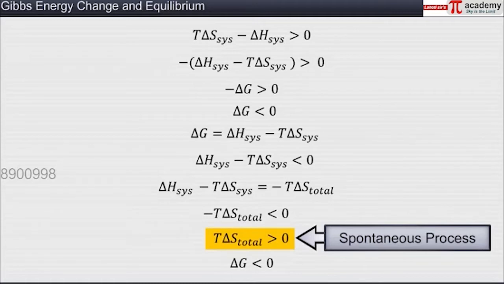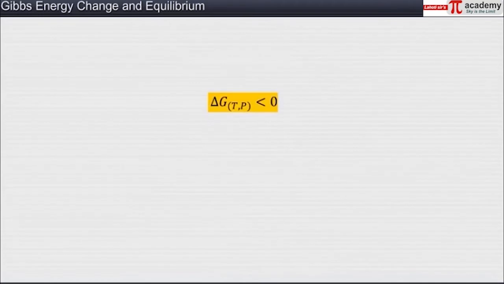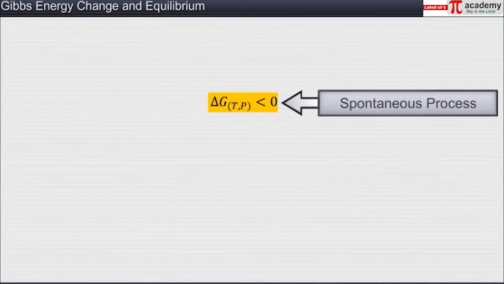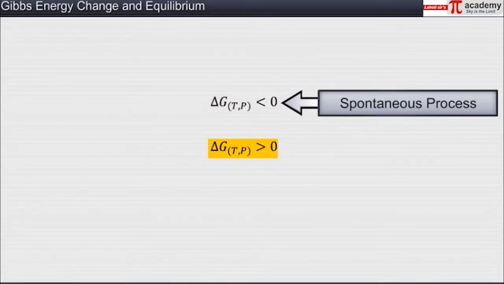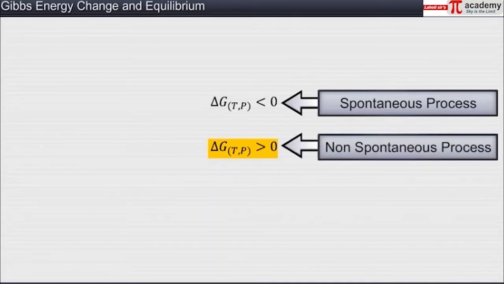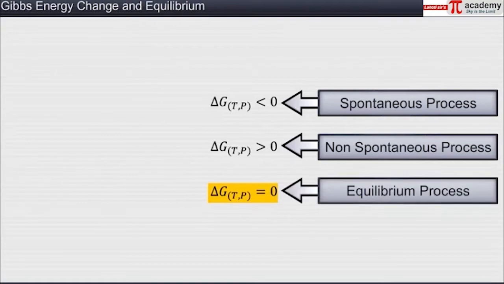Therefore, we can conclude that if at constant temperature and pressure, change in Gibbs energy delta G is negative, that is, less than 0, then the process is spontaneous. Similarly, if delta G is positive, that is, greater than 0, then the process is non-spontaneous. And if delta G is equal to 0, the process is at equilibrium.